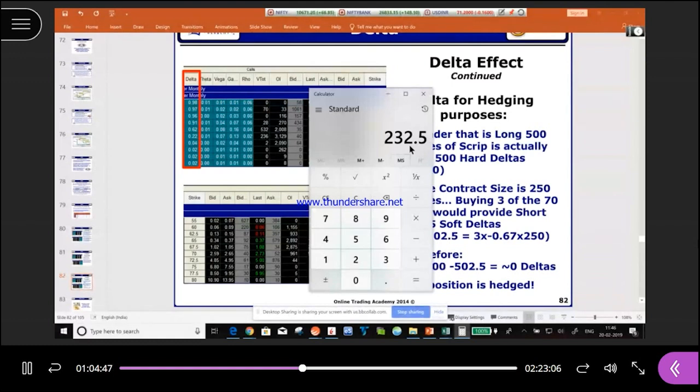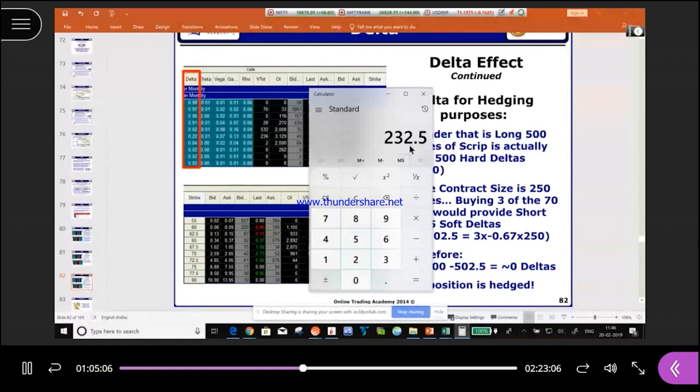Depending on the delta value, Ashish. It depends on the delta value. So if the delta value is sufficient to have only one lot as a hedge, then you use only one lot. But the maximum here could be around two lots, not more than that, not less than that, because we have 500 shares.